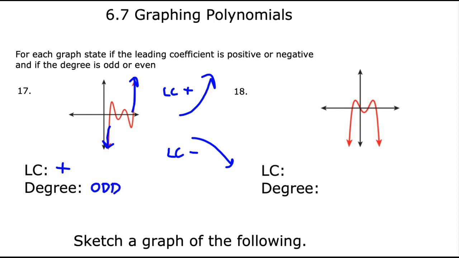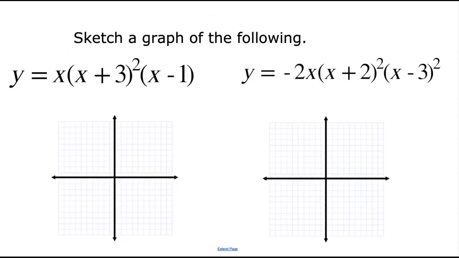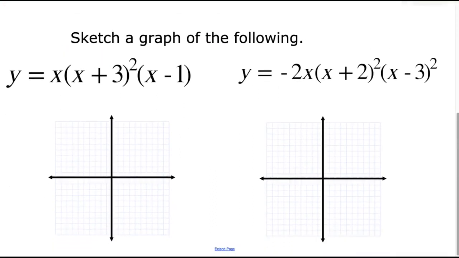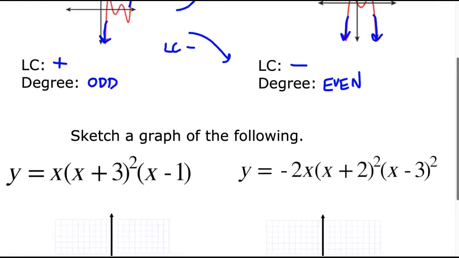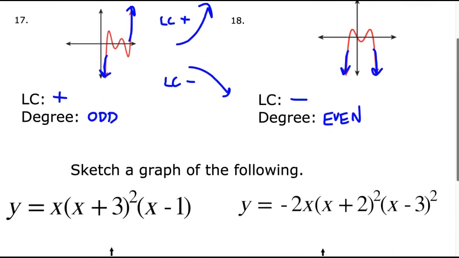Okay, in this case, the far right's going down, so the leading coefficient is negative. The other side's doing the same, so the degree is odd. Sorry, thank you, even. Even. And there will be some questions just like that on the test, probably one.